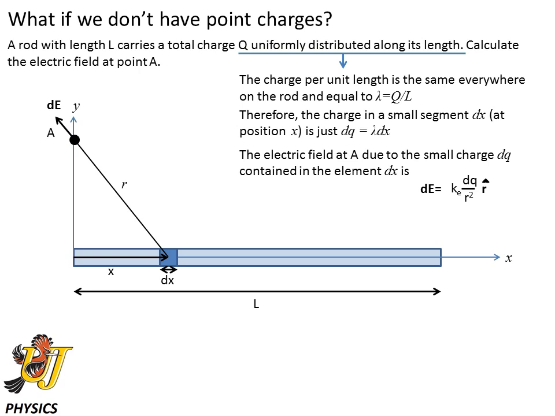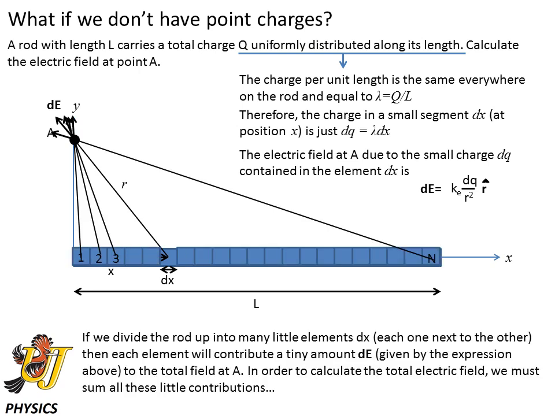To calculate the total electric field at point A, we can now divide the rod into a number of similar little elements and calculate the small electric field produced by each of these elements at point A, and then simply add together the little electric field vectors produced by each segment to give us the resultant electric field at point A.